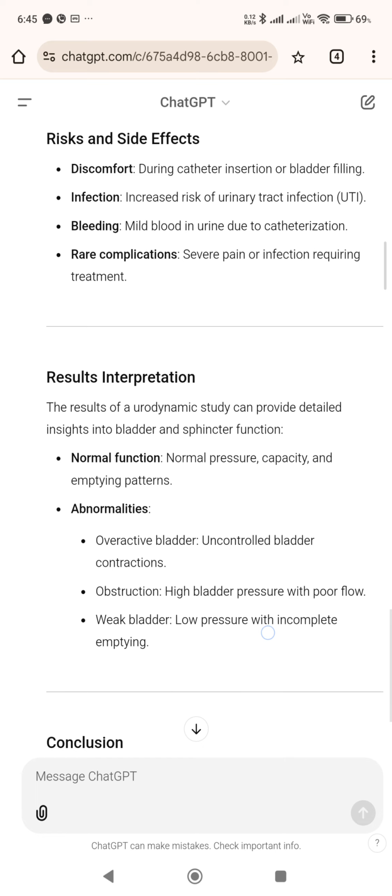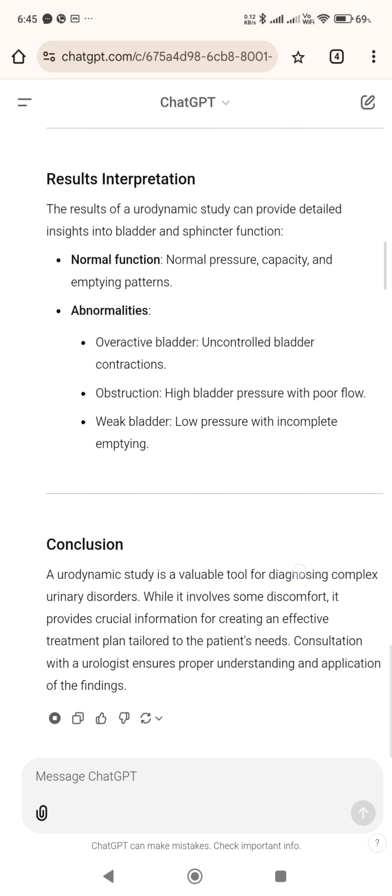Results interpretation. The results of a urodynamic study can provide detailed insights into bladder and sphincter function. Normal function, normal pressure, capacity, and emptying patterns. Abnormalities, overactive bladder, uncontrolled bladder contractions, obstruction, high bladder pressure with poor flow, weak bladder, low pressure with incomplete emptying.